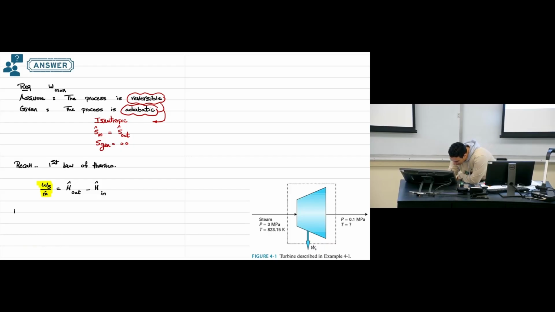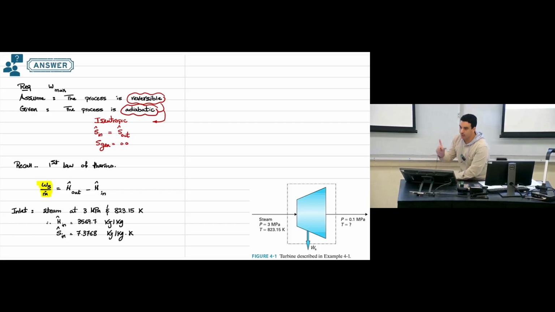So for the inlet, I have steam at 3 megapascal and the temperature is given, which is 823.15 Kelvin. Then from the appendix you can find the specific enthalpy for the inlet. That will be 3569.7 kilojoule per kilogram. And also we need to find the specific entropy for the inlet. That will be 7.3768 kilojoule per kilogram Kelvin. Now I have the inlet enthalpy.